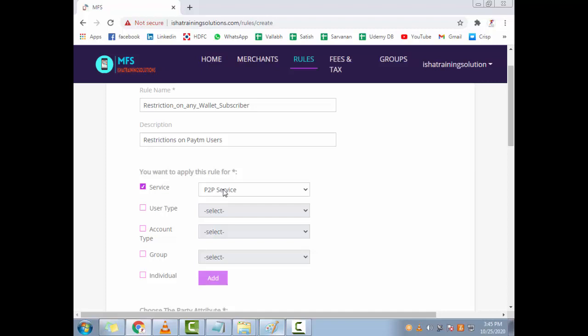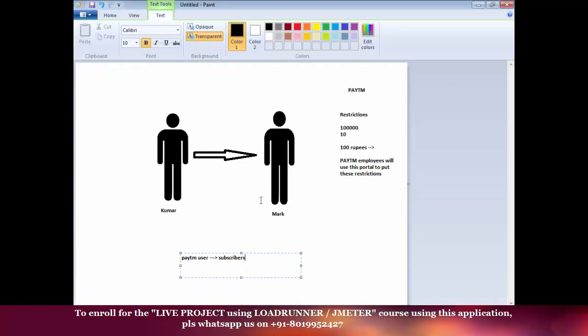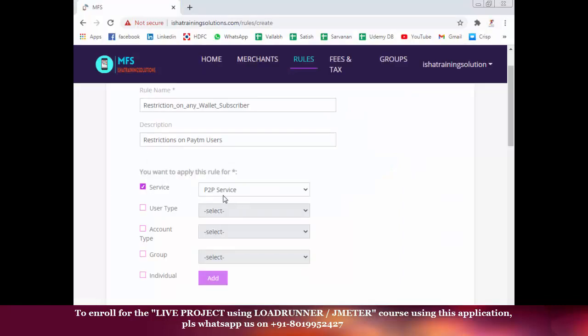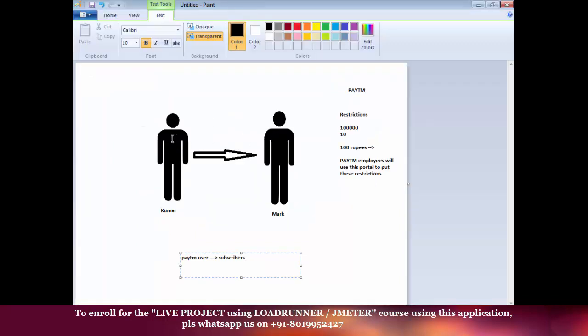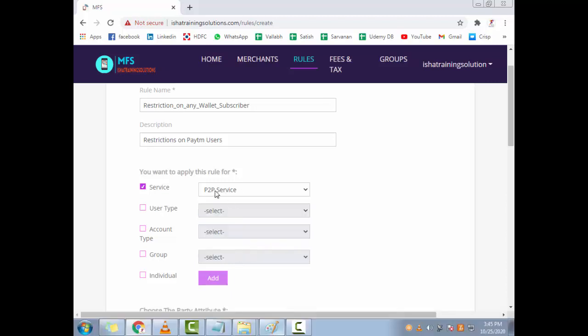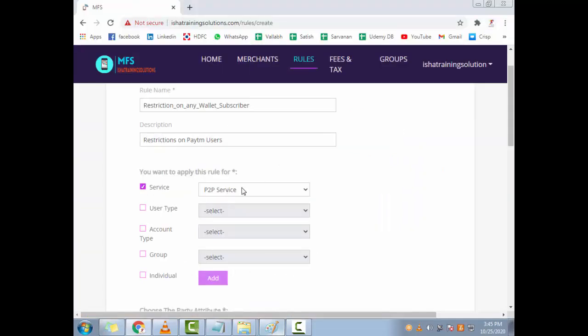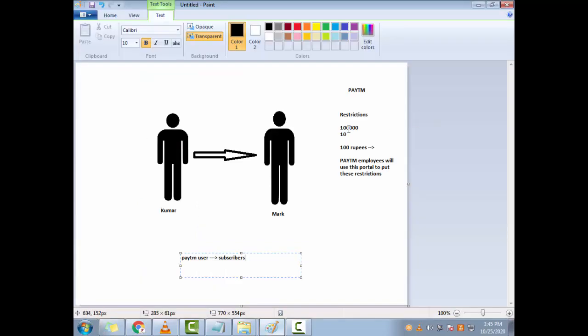P2P service means a subscriber to subscriber transfer. Any person to person, from Kumar to Mark, or Dilip to Pavan, anything, any one person to one person. This is a person to person service. We have other services as well, which we will discuss a little later, but here this rule applies to any person to person transaction. Are there any other types other than one Paytm user to other Paytm users?